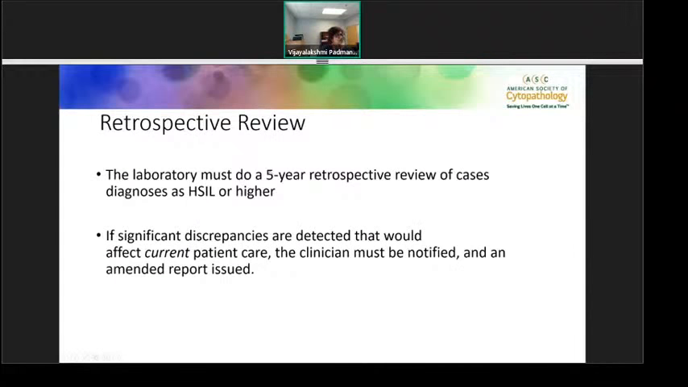So retrospective review is to make sure we catch screening as well as interpretive errors, which can happen. You want to look at all the PAPs that your lab has screened in the past 5 years in a patient who has a history of HSIL or higher. Now, if there are significant discrepancies, for example, you call something high grade today, but the prior PAP, which was initially signed out as negative, actually shows AIS or adenocarcinoma, that is a major discrepancy, right? In that case, you need to notify your clinician and amend the report. But if you really don't see any major discrepancies, you don't need to amend the report or do anything. It's more for your internal learning and review purposes.